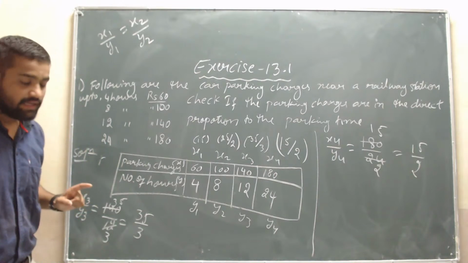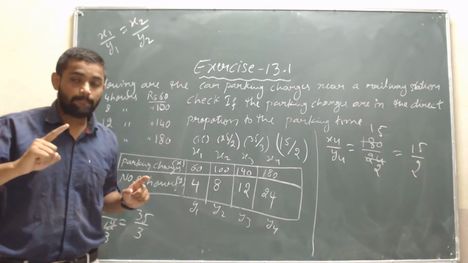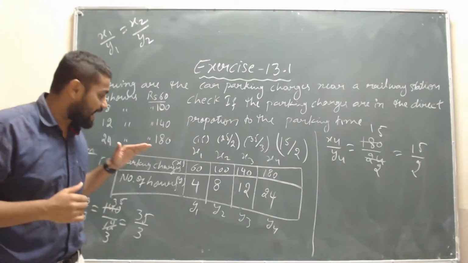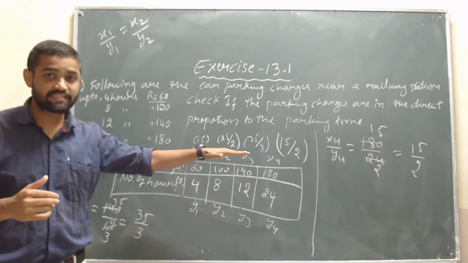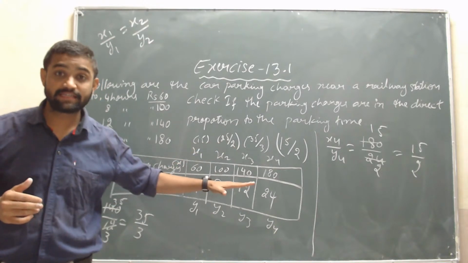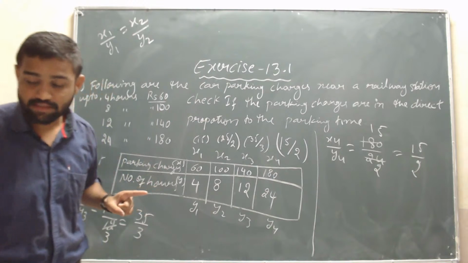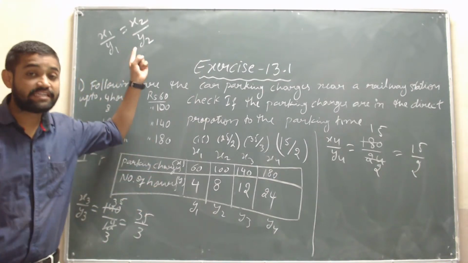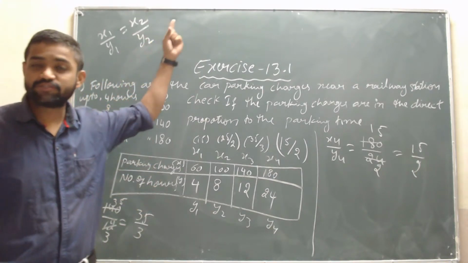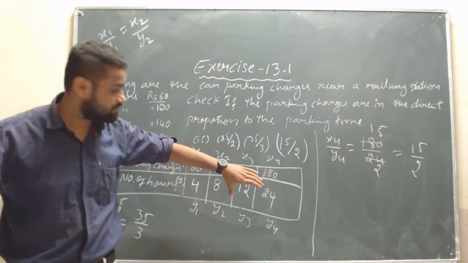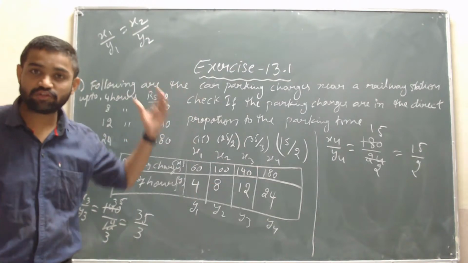Concentrate here, children. We know that direct proportion is nothing but, as the value of x increases, the value of y increases with respect to each other, isn't it? And also we know that x1 by y1 is equal to x2 by y2, and as usual x3 by y3 and x4 by y4. How many parts we make depends on that.